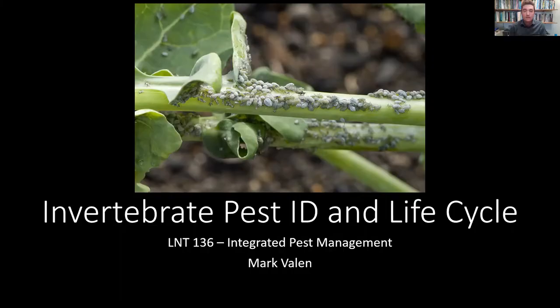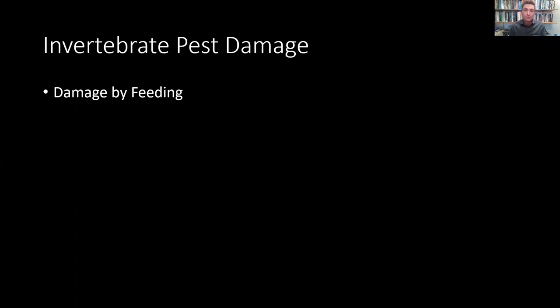So here we go with invertebrate pest ID and life cycle. So first, let's discuss the types of damage that invertebrates can cause. And primarily, this is done by feeding or eating your plants. The bugs will eat your plants. And they do so in one of two ways. Either they chew the leaves, they'll chew the different parts of your plants, or they will have mouth parts that enter your plant and can suck out the juices.